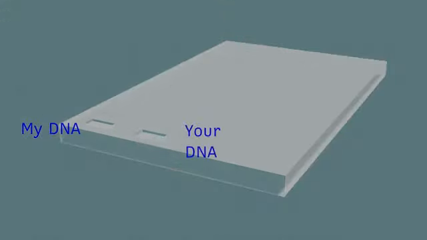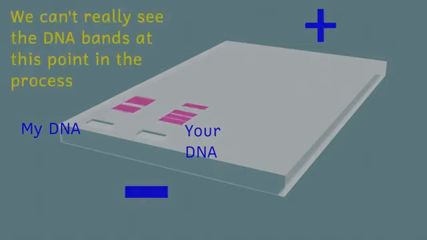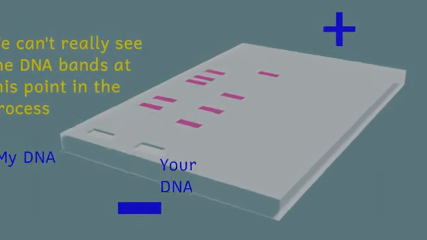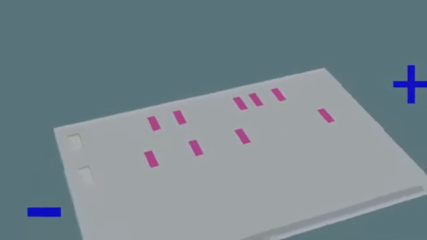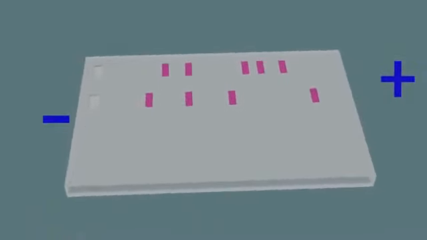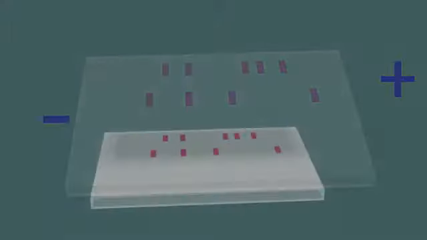DNA has a bit of a negative charge and so will move towards the positive side of that gel. Smaller fragments of DNA can move more quickly and so will move further through the gel. The larger fragments can't move as far, and this process is called gel electrophoresis. All well and good, I still can't see the DNA. Now I use a nylon mesh and press it onto the gel. The DNA is then transferred to the nylon and dries onto it.